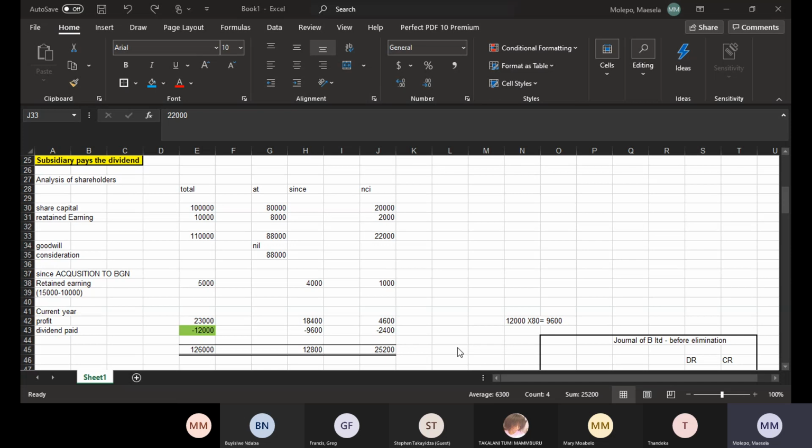So the journal for elimination will be the dividend received by A Limited 9.6, and the dividend paid by B Limited 12,000 on the credit side. So the 12,000 minus the 9.6 will be represented by the 2.4. The 2.4 we're going to call the non-controlling interest, which normally is a balancing figure there.